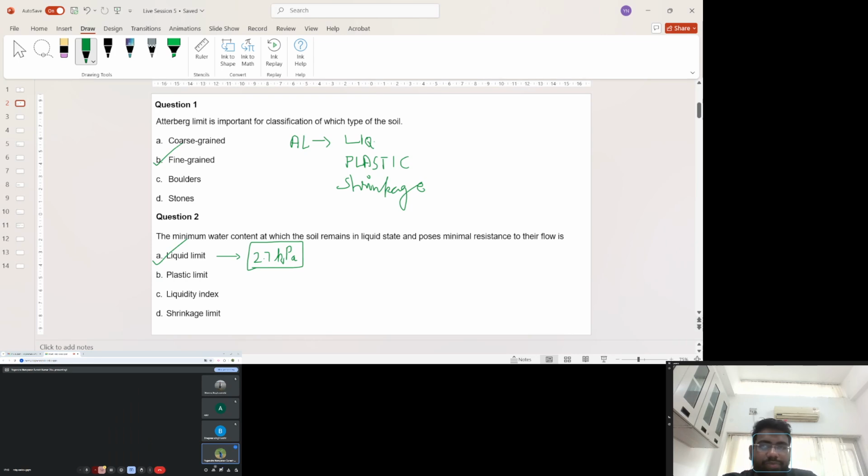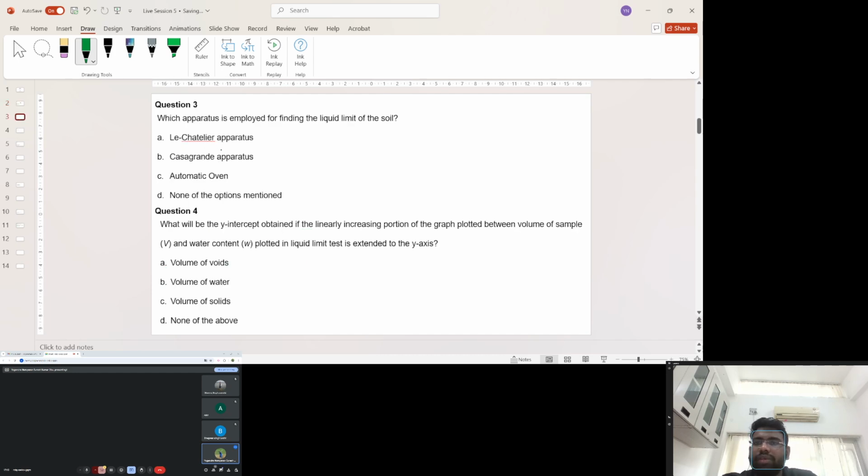Now moving to the next question. Which apparatus is employed for finding the liquid limit of the soil?